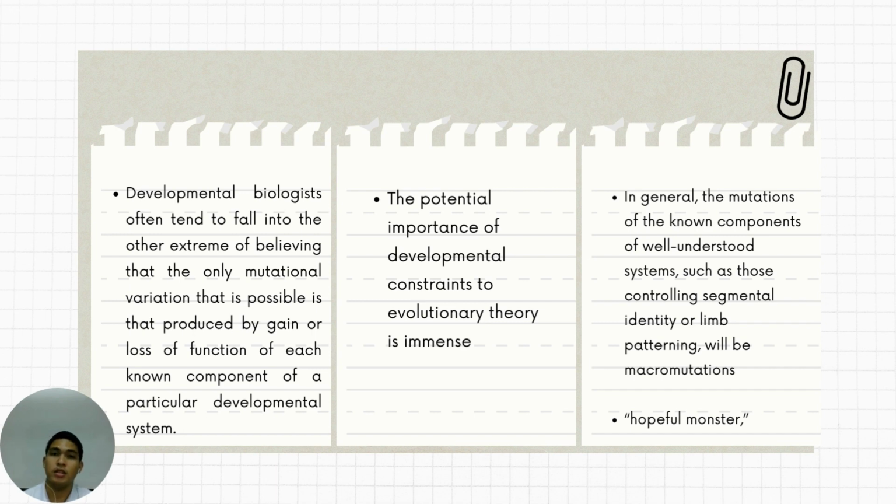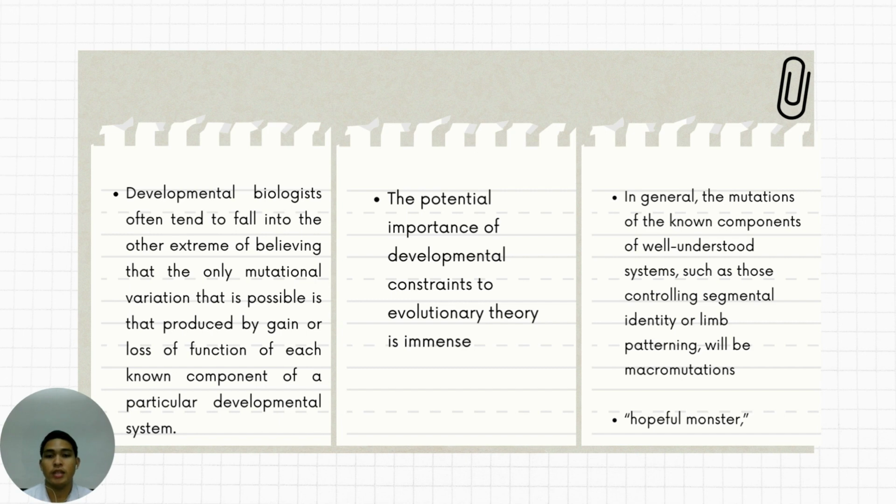But if the developmental constraints are substantial, then the course of evolution is determined mostly by what is possible given the current situation. So at present, the true extent and role of developmental constraints remains unknown. So in general, the mutations of the unknown components of well-understood systems, such as those controlling segmental identity or limb patterning, will be macromutations. So single mutations which bring about a significant morphological change in one step.